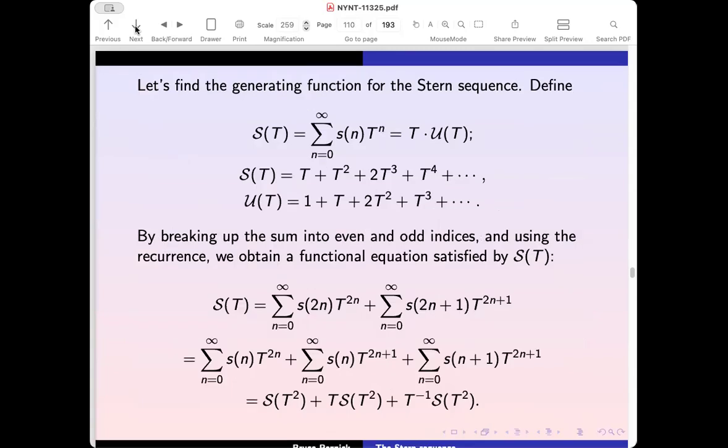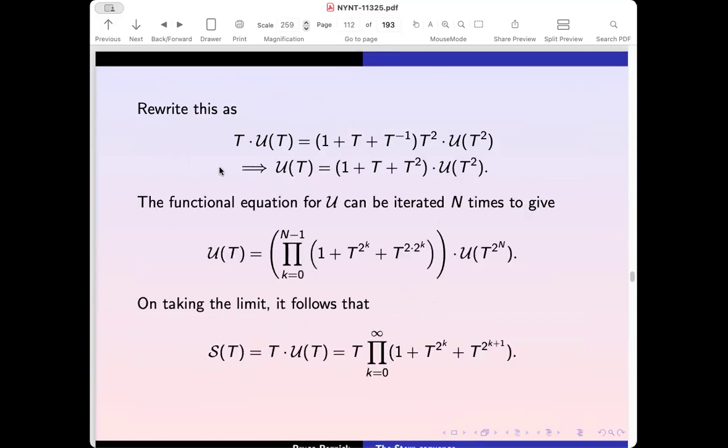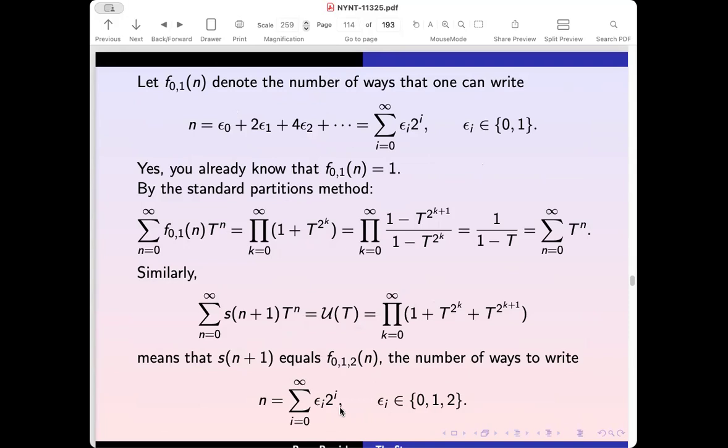Let me go through the generating function. You use the recurrence to find the generating function and get a nice expression. And in this way, you can interpret S of n as the number of ways of writing n plus 1 as a sum of powers of 2, where you allow digits of 0, 1, and 2, which I think is sometimes called a hyper-binary representation these days.